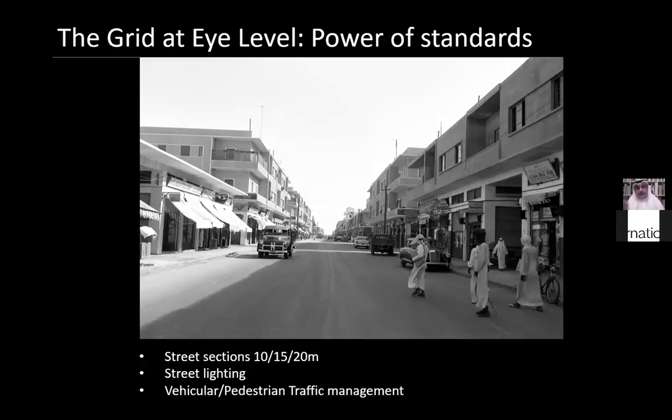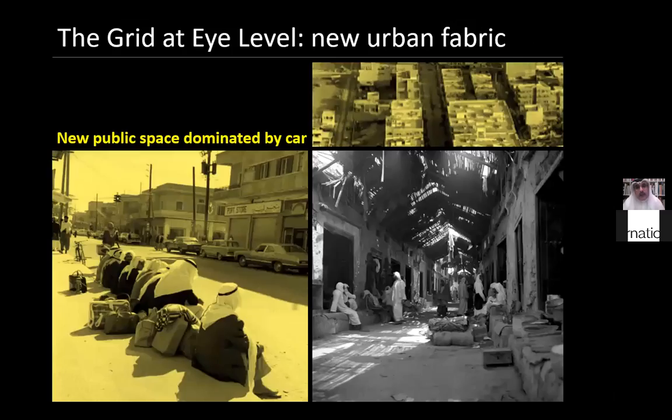Khobar had its own vehicular and pedestrian traffic management. Most streets were one-way streets. They were even planned like Midwestern small towns, so the east-west streets would be numbered, and the north-south streets would be named with names. All of this was new to the people.